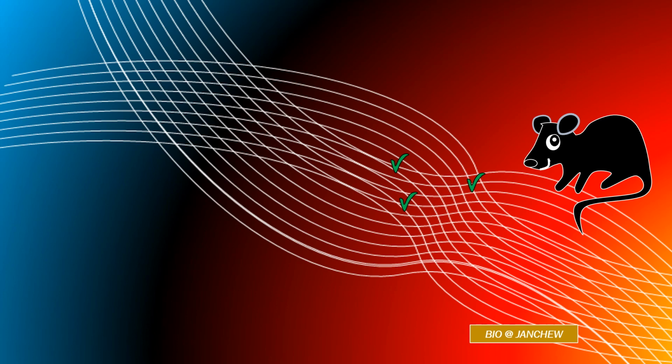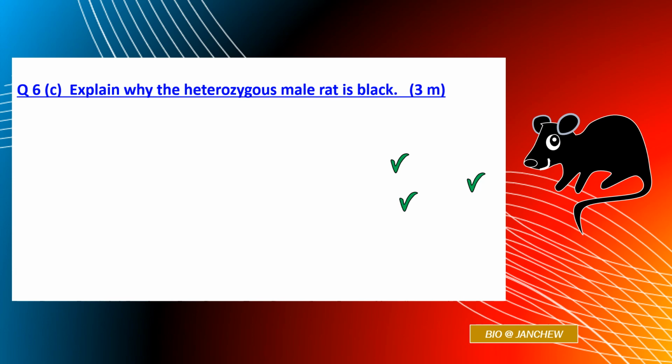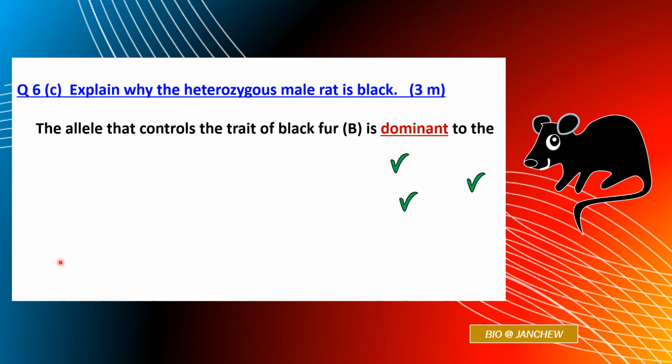Finally, the last question. Explain why the heterozygous male rat, the parent rat, is black and not white. This has something to do with the definition of a dominant allele. The allele that controls the trait of black fur is dominant to the allele for white fur. Now this is already mentioned at the beginning of the question, so you may not get marks for that. You have to elaborate on what is meant by dominant.